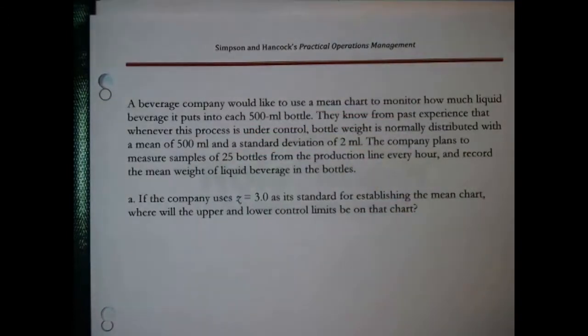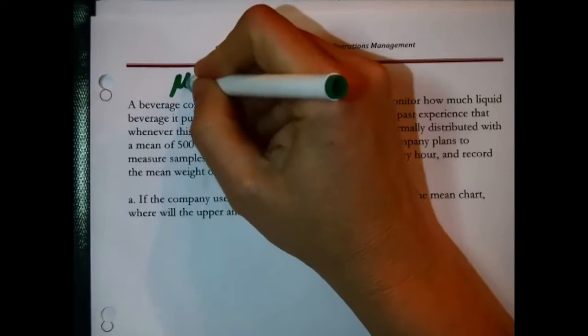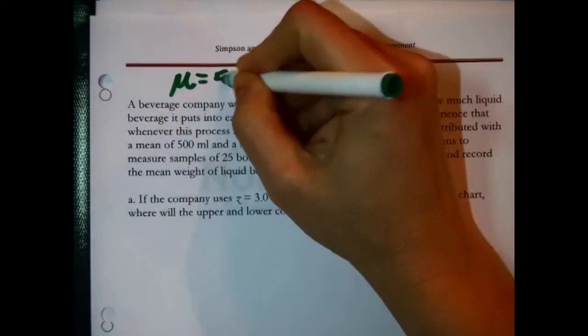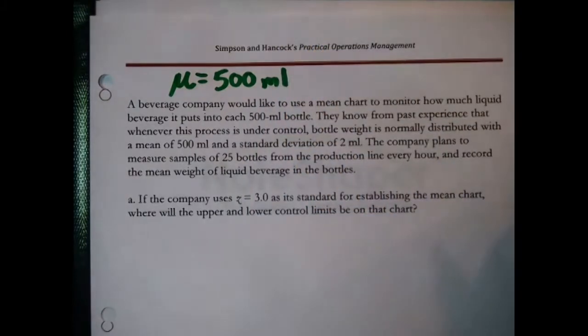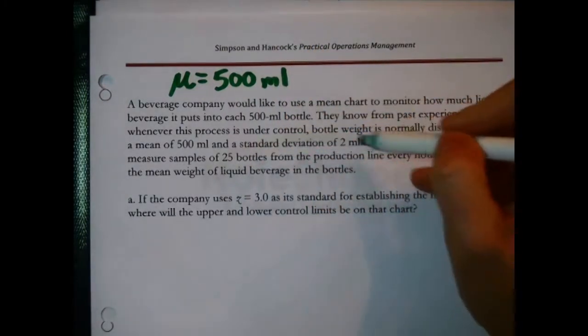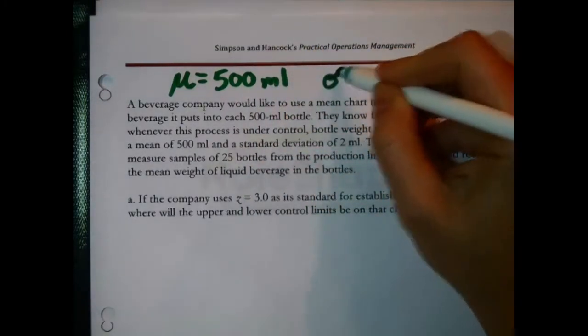They know from past experience that whenever this process is under control, bottle weight is normally distributed with a mean of... Now, this is an important reading. The process has a mean, or mu, of 500 milliliters when it's in control and a standard deviation of 2 milliliters.